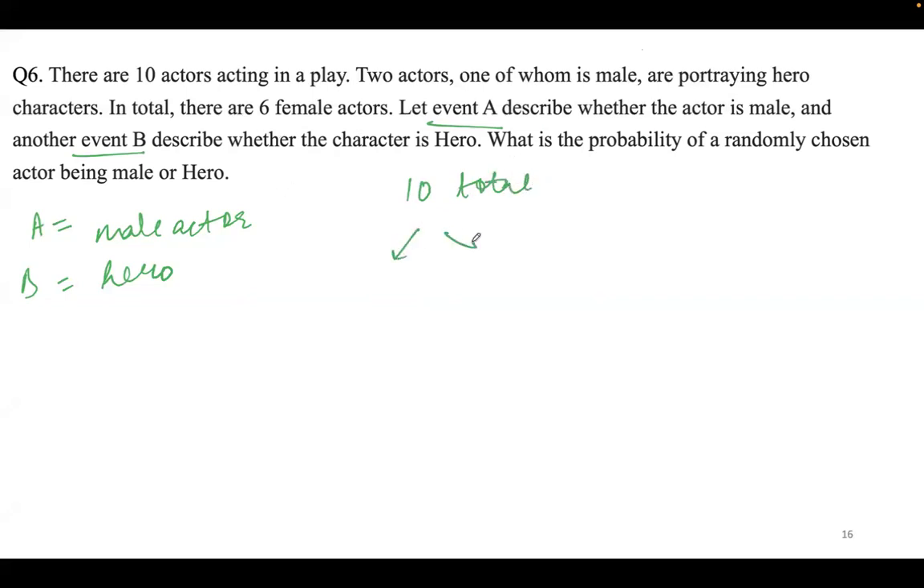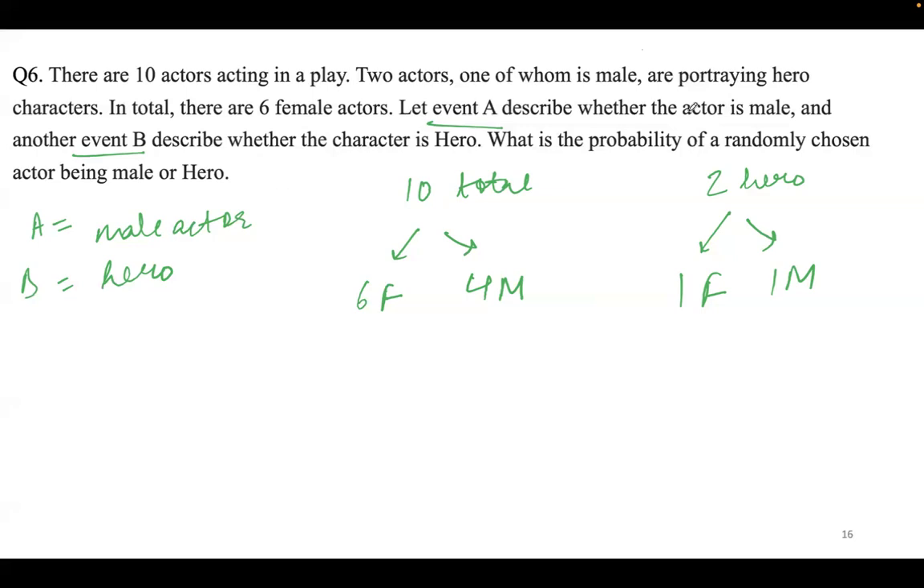So out of the 10, we know that there are 6 female actors. So 6 female, so of course, 4 male. And then 2 are portraying hero characters. So 2 hero. Now out of this, 1 is a male. So we'll just say the other one is a female. This is the information that we know, right? Is there any other information that we can get from the question? Not to my understanding. Okay.